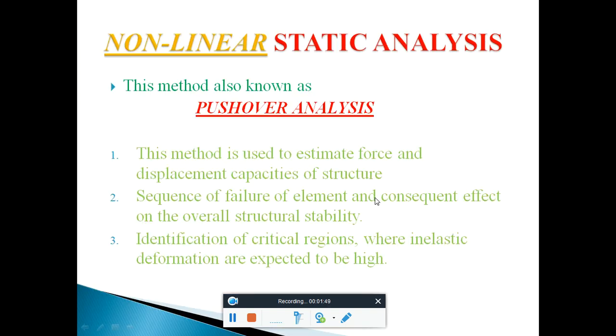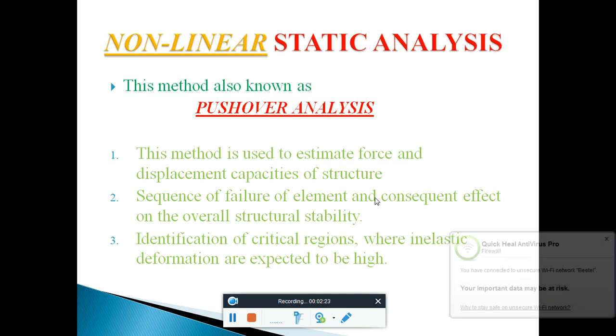Okay, let's see the second, non-linear static analysis. This method is widely known as pushover analysis. Now look carefully at what we do in pushover analysis. This method is used to estimate the force and displacement capacities of the structure. In this, you can find the sequence of failure of elements and their consequent effect on overall structural stability. Let's see in detail.